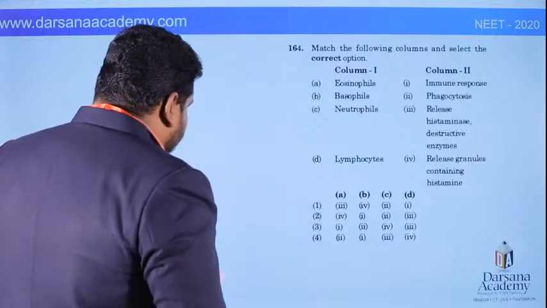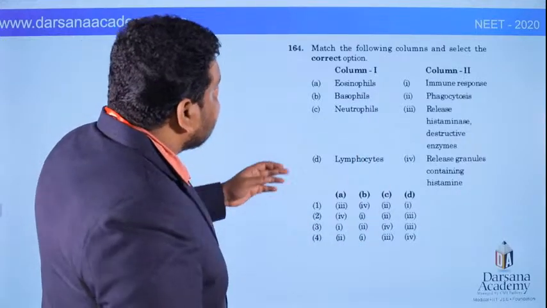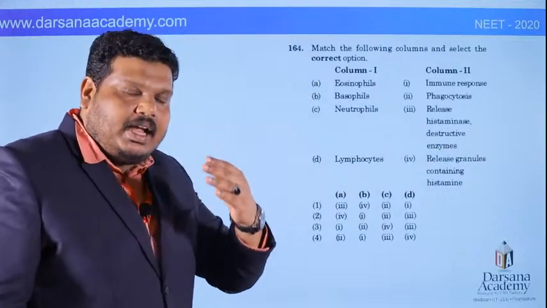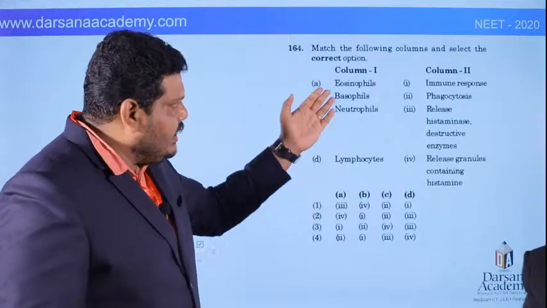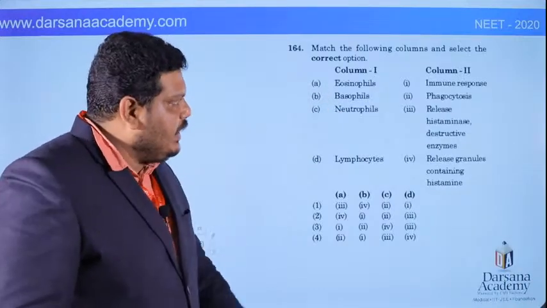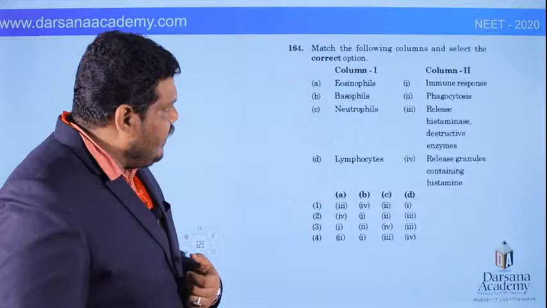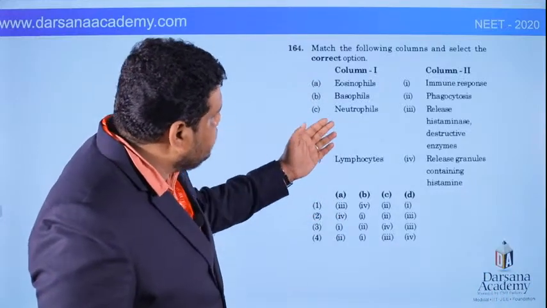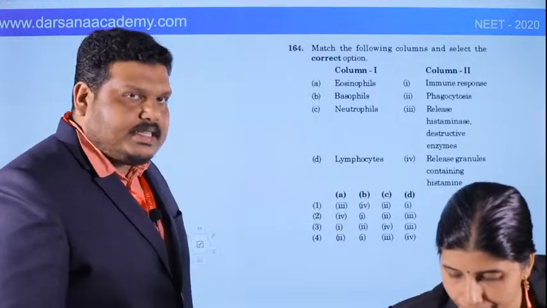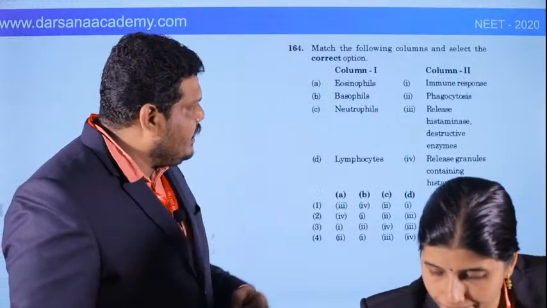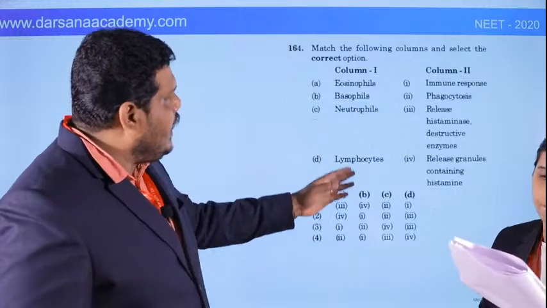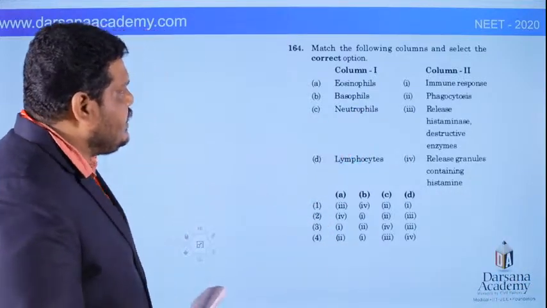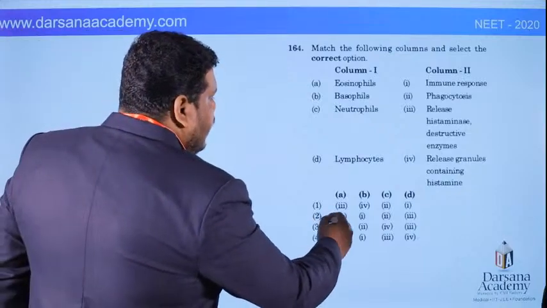Eosinophils are the kind of cells capable of releasing destructive enzymes, and they are anti-inflammatory. That means eosinophils are known for providing allergic resistance. And basophils are capable of releasing granules containing histamine; basophils are the ones producing histamine. Neutrophils are phagocytosis in nature. Lymphocyte is the immune response. So the answer for 164 is 1.